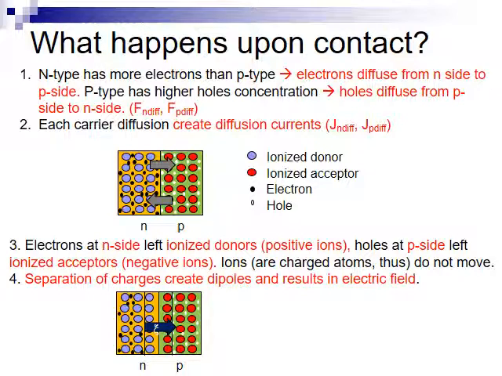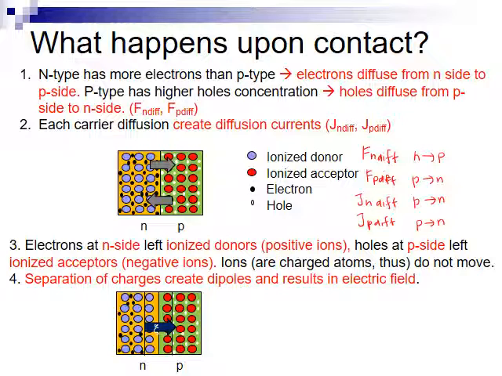So what happens upon joining? Upon joining, since N-type has more electrons than P-type, electrons from N-type will diffuse to P-type. Similarly, since P-type has more holes than N-type, holes diffuse from P-type to N-type. These carrier diffusions create the diffusion currents. Remember that electron diffusion current will move in the opposite direction of electron diffusion, and hole diffusion current will move in the same direction as hole diffusion. Thus, electron diffusion current will be from P side to N side, the same direction as hole diffusion current.